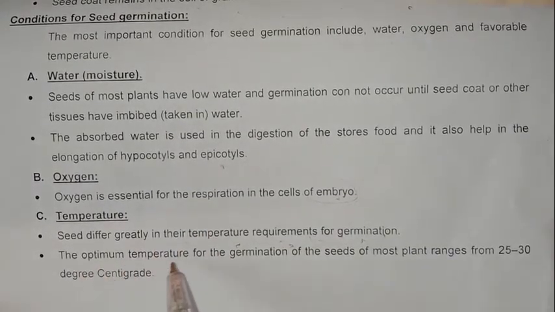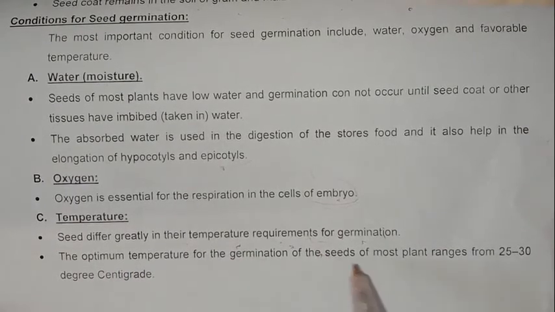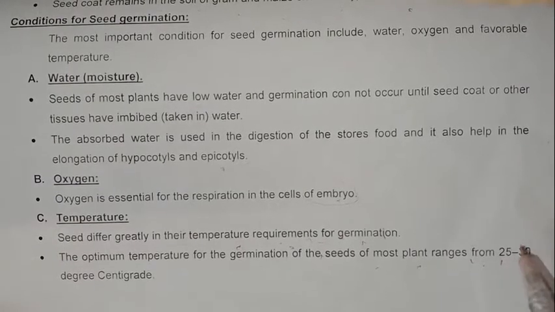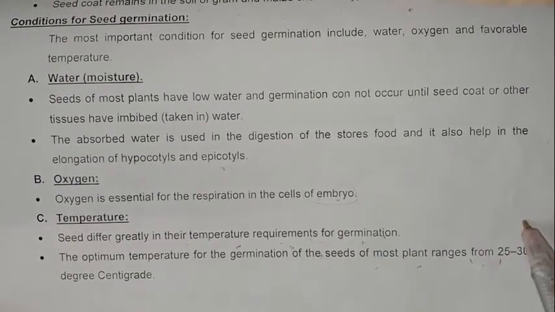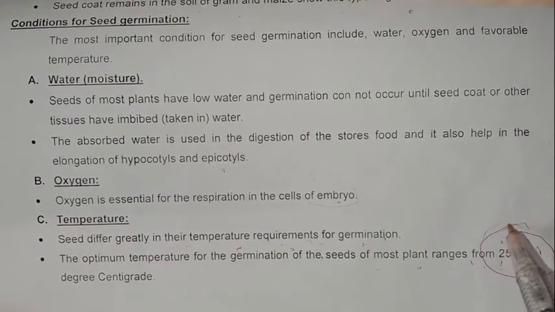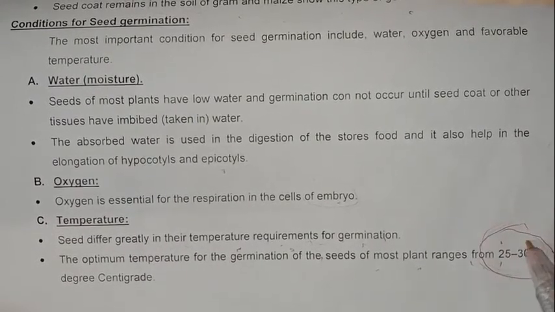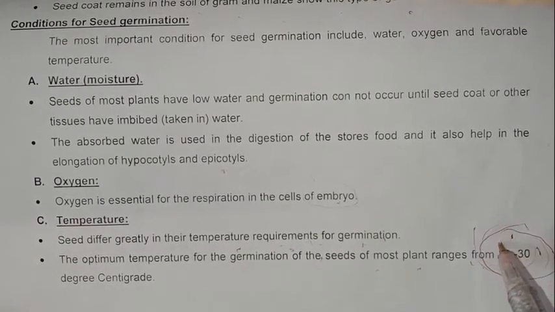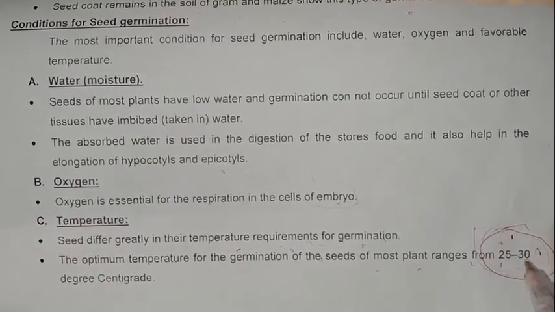The optimum temperature for the germination of seeds of most plants ranges from 20 to 30 degrees Celsius. Above this temperature, the food and the enzymes become denatured. The enzymes become inactive, they cannot digest the food, and the seed will remain dormant.